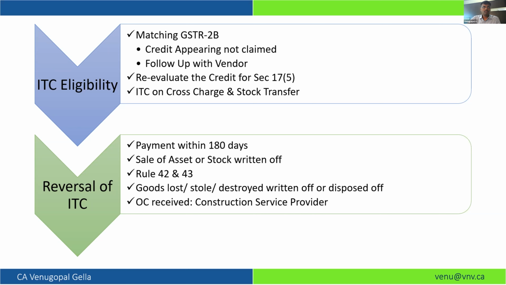So what the rule says, if you have received OC, then for that period, from when the construction started till the end, you have to do your ITC reversal based on the sale on which you haven't paid tax on account of it being sale of immovable property, and on which you have paid the tax, you will be eligible for ITC of the sale.